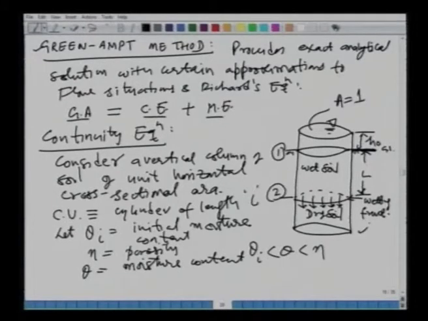If you look here, you see that this is the cylindrical element. The length of this wetting front is L, and the cross sectional area of the cylinder A is equal to 1. As the rain is falling, water is infiltrating into the ground and the depth of the wetting front is increasing. Then we defined various parameters that are involved. I would not like to go over them again.